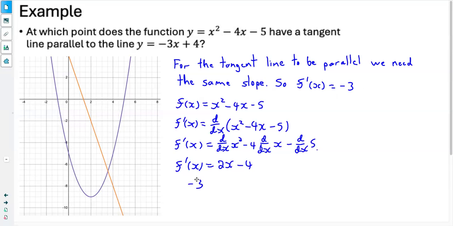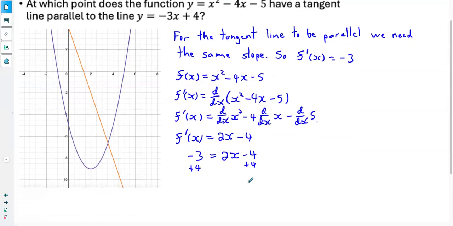So we know that -3 is equal to 2x minus 4. I'd move the 4 to the other side. So that's going to give us 1 is equal to 2x. Divide both sides by 2. And we have 1/2 is equal to x. So this is only actually giving us our x coordinate. So we don't have a full point yet. We need to get our y coordinate.